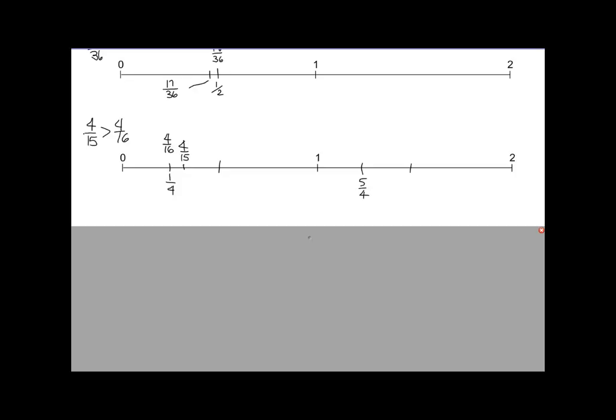5/4, 6/4, 7/4, 8/4, and so on. Numbers where the numerator is larger than the denominator are called improper fractions.